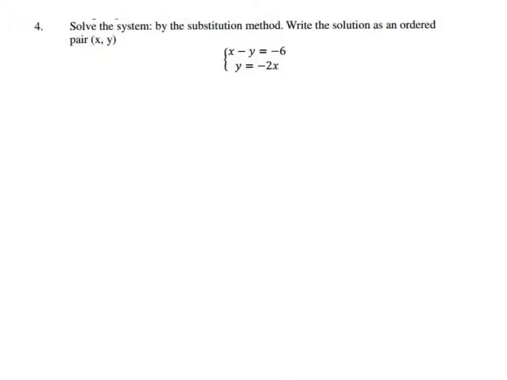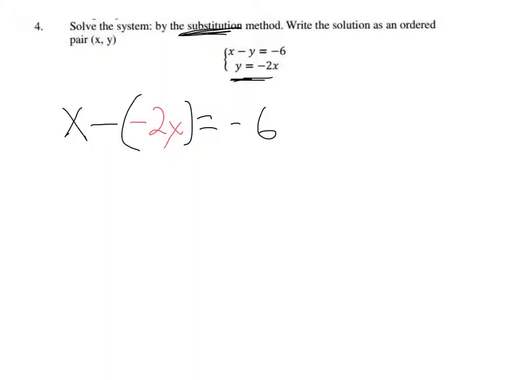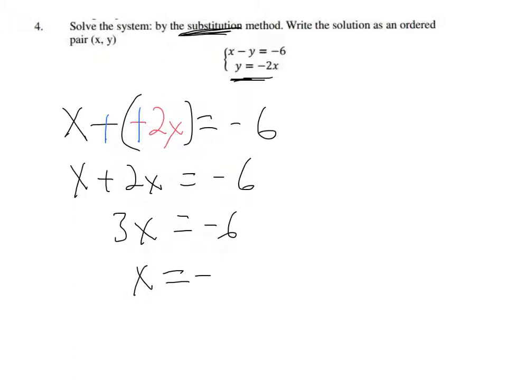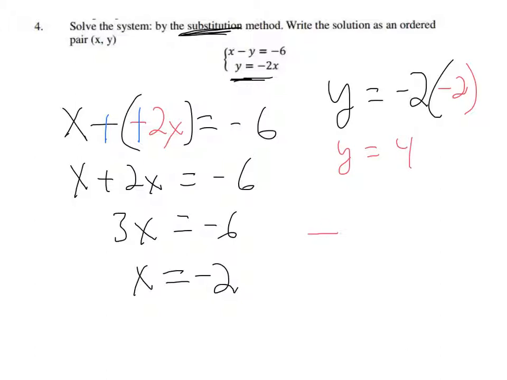Looking for where these two linear equations cross. So they said use the substitution method, and it's kind of nice because y equals negative 2x. So x minus negative 2x, replaced the y with that, equals negative 6. Well, a negative turns positive, so that's going to give me x plus 2x equals negative 6. So that's 3x equals negative 6. Divide by 3, x equals negative 2. And then since y equals negative 2 times that negative 2 we just got, y equals 4. So these two lines intersect at negative 2, 4.